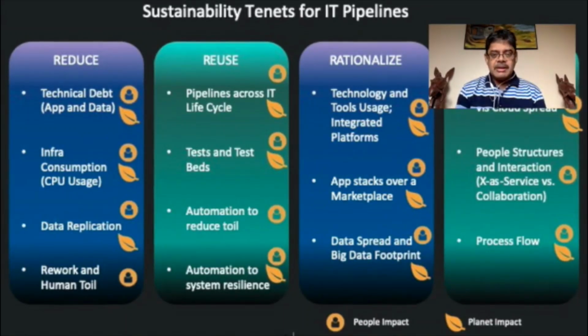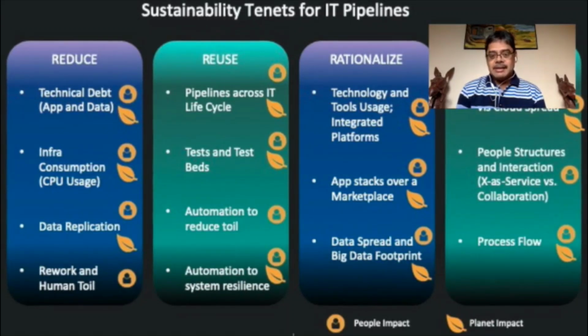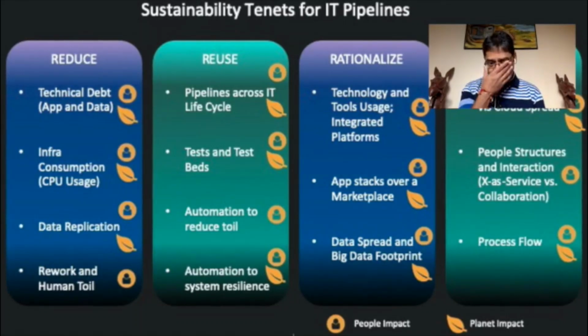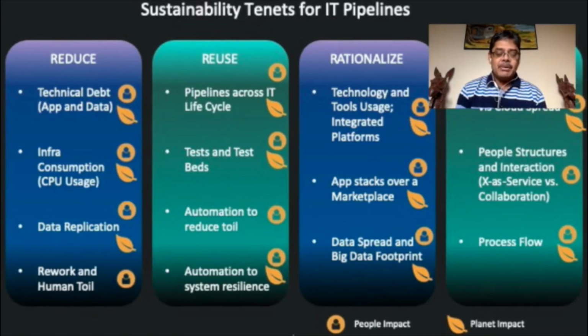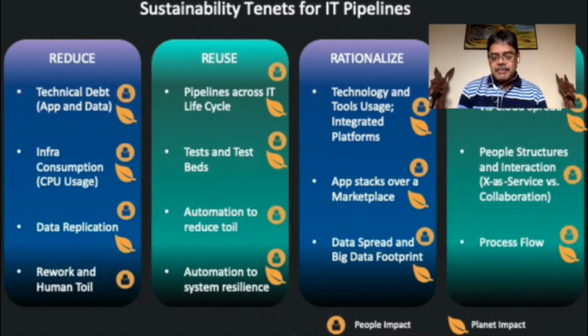Coming to reuse, there are again four things that we look at. First, the pipelines across the IT life cycle. What is the impact on sustainability while you are designing and using the pipelines? There is a people impact and there is a planet impact as well. Second, tests and test beds. How are you defining your tests? How are you able to reuse your test cases? How are you able to reuse your test beds? Those are important aspects of achieving a certain state of sustainability in terms of both people and planet impact. The third one is automation to reduce toil. That is more of a people impact that we look at.